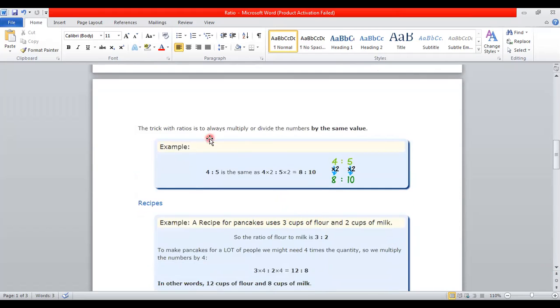A trick with ratios is to always multiply or divide the numbers by the same value. You can multiply by the same value, or also you can divide by the same value. 4 is to 5 is the same as 4 times 2 and 5 times 2. Then 4 times 2 is 8 and 5 times 2 is 10. Then 8 is to 10 is also equivalent to 4 is to 5.